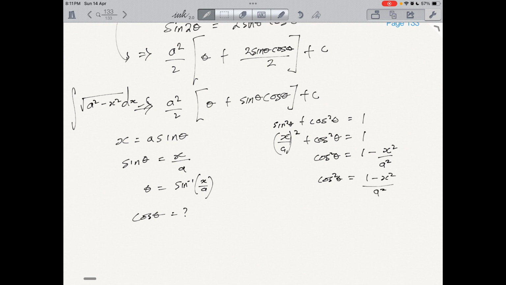Now we take the square root of both sides. Taking the square root of both sides, we'll be left with cos theta, and we'll be having the square root of (a squared minus x squared) divided by a squared. Therefore, cos theta is the square root of (a squared minus x squared) divided by a.